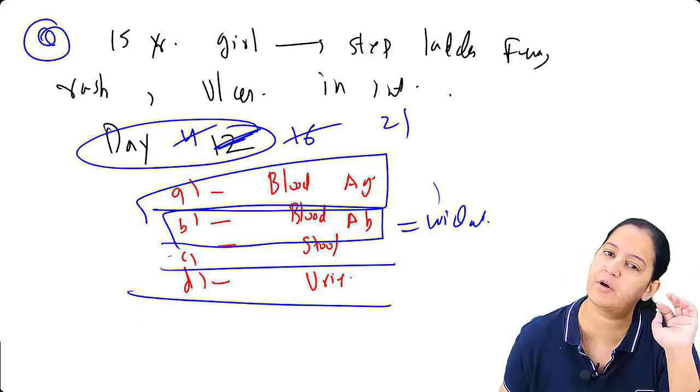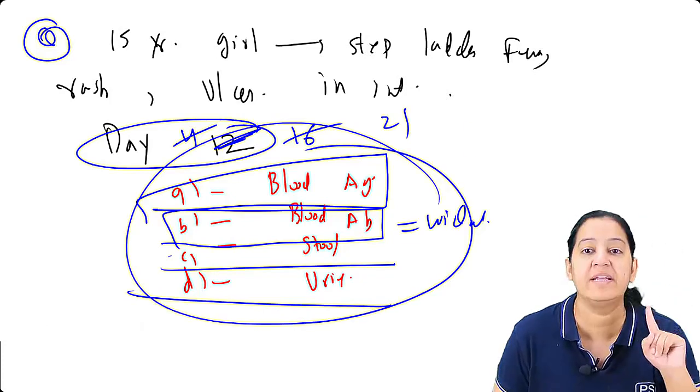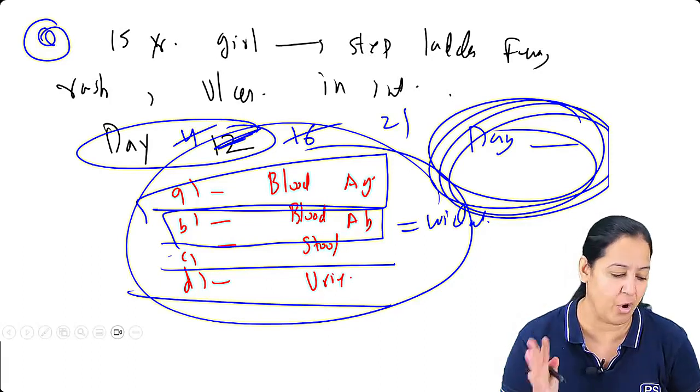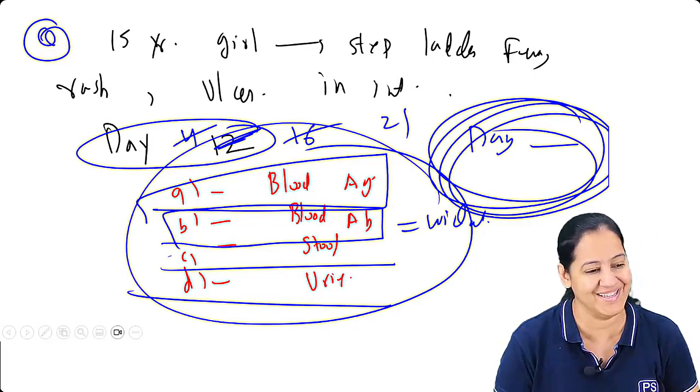So accordingly, the question changes very frequently. You have to see which day it is. Based on that, the answer will depend. Which day. And these are all your PYQs. Okay, ji, can we go ahead?